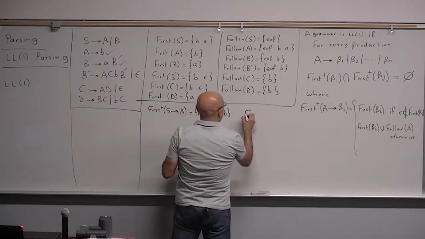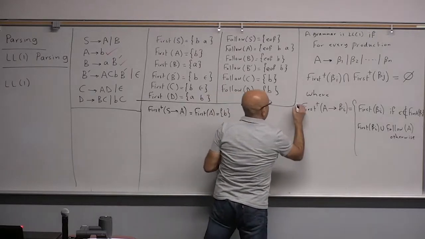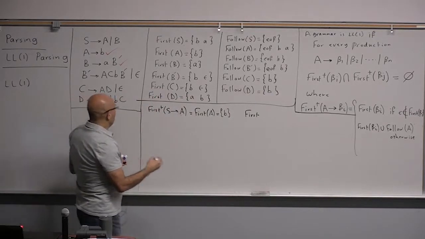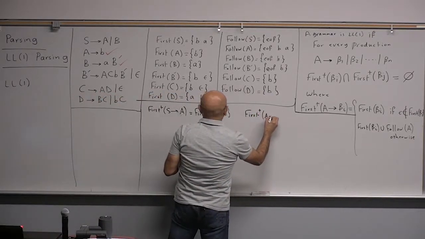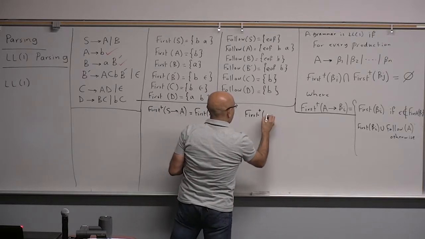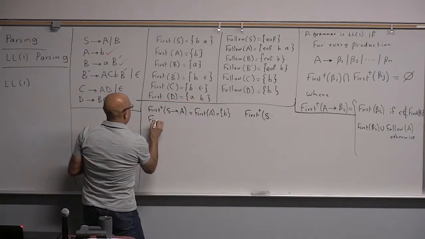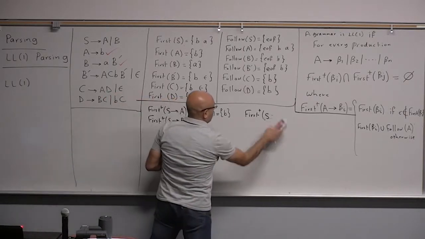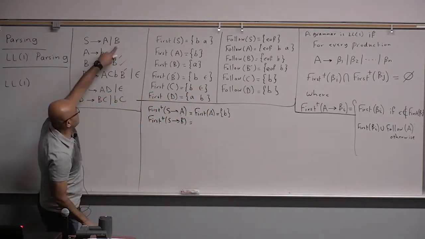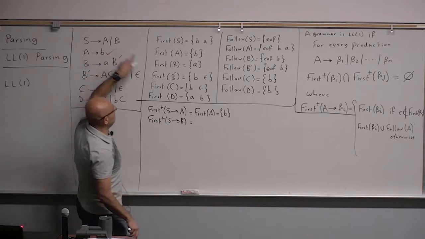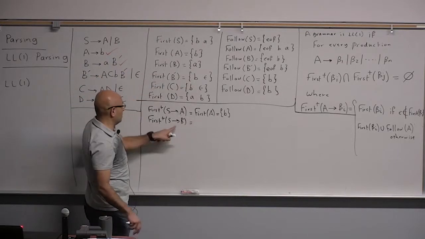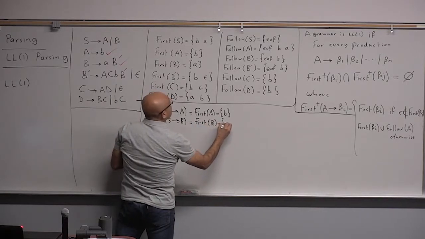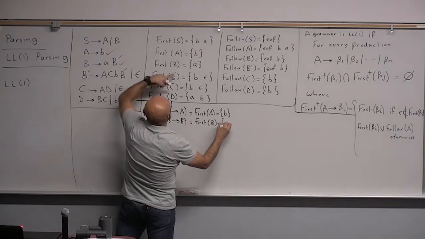Now, first plus of A of S→B. Well, let's write it here: first plus of S→B. Again, the question that we ask is, does B have an epsilon in its first set? B does not have an epsilon in its first set. So the first of this is just the first of B, which is A.